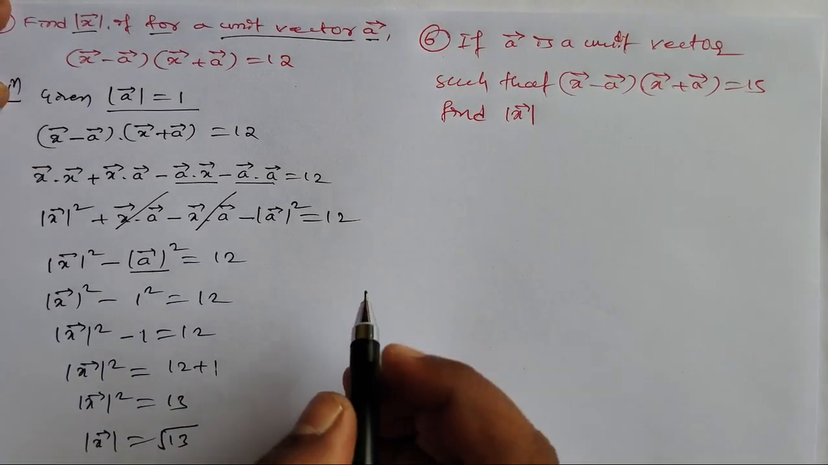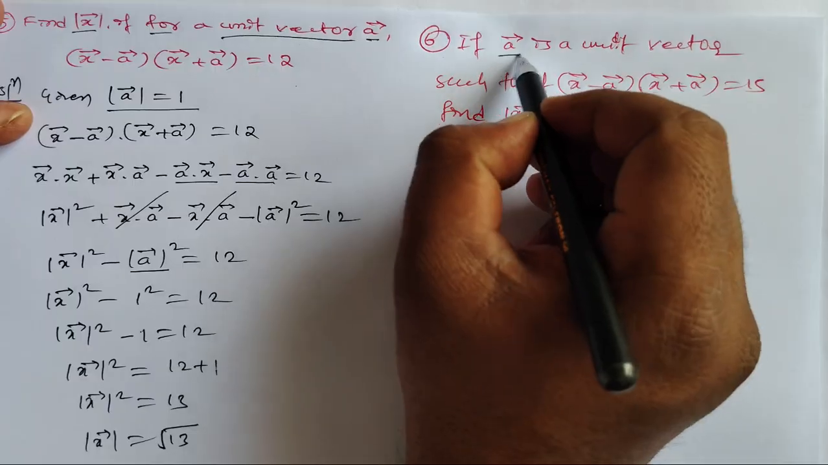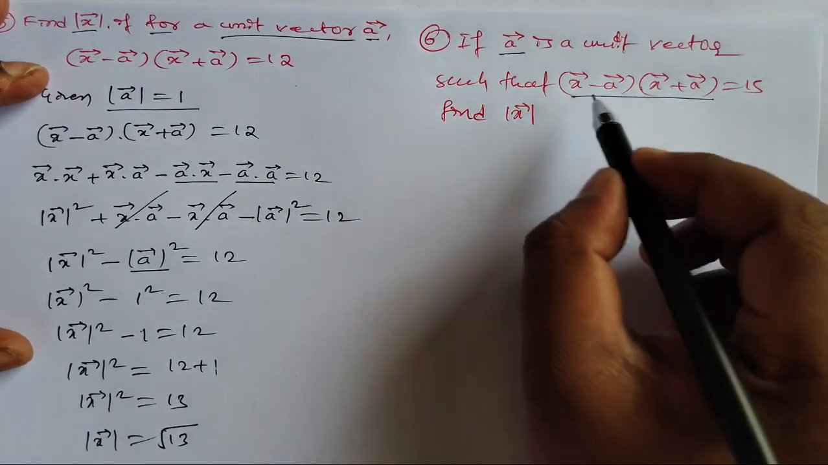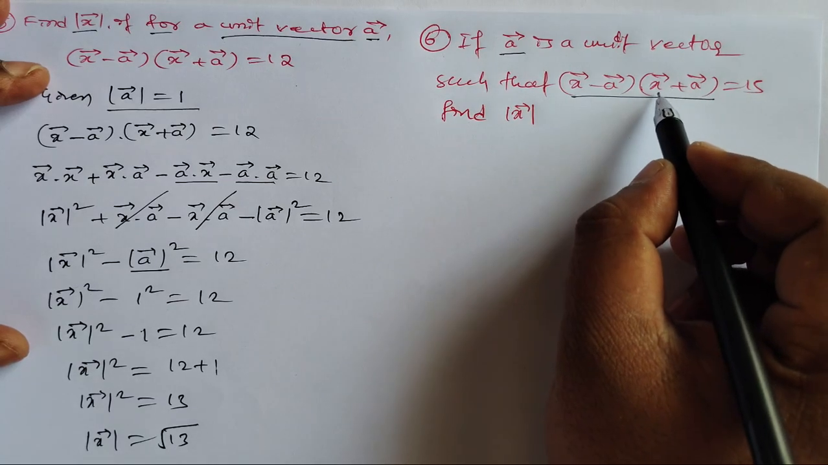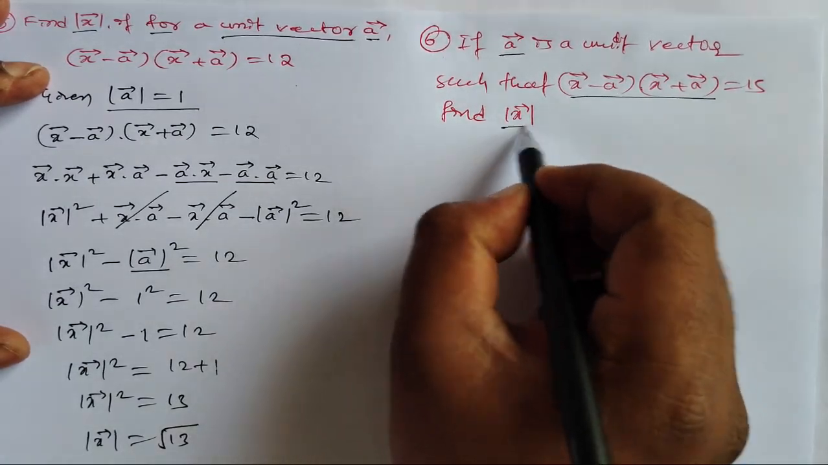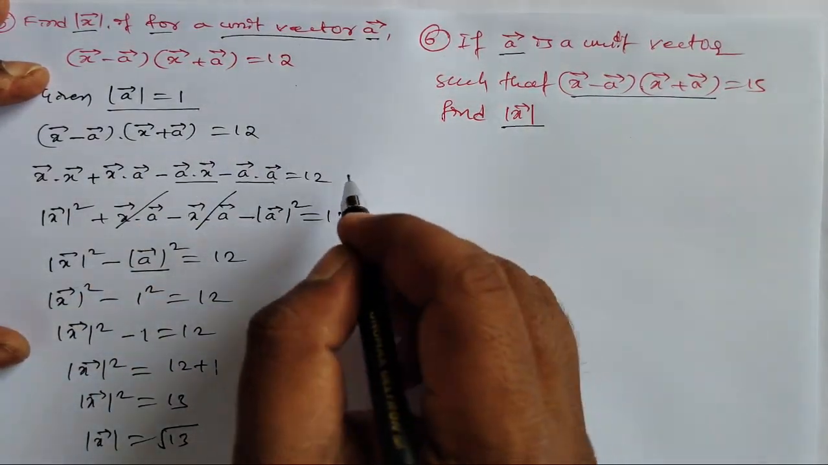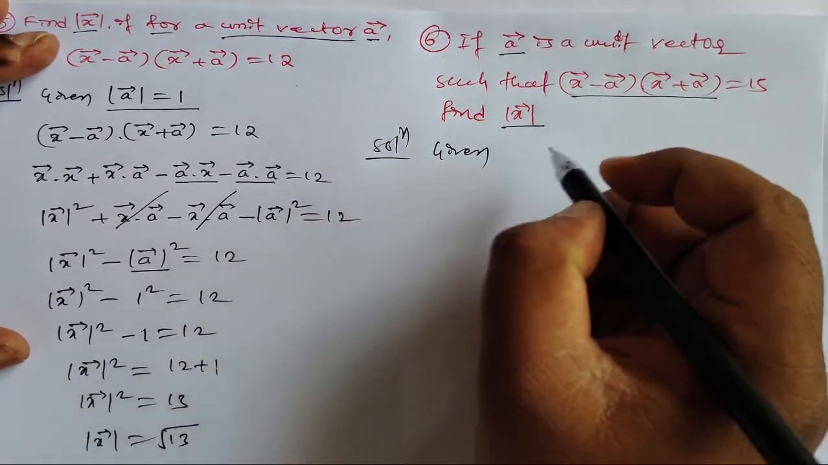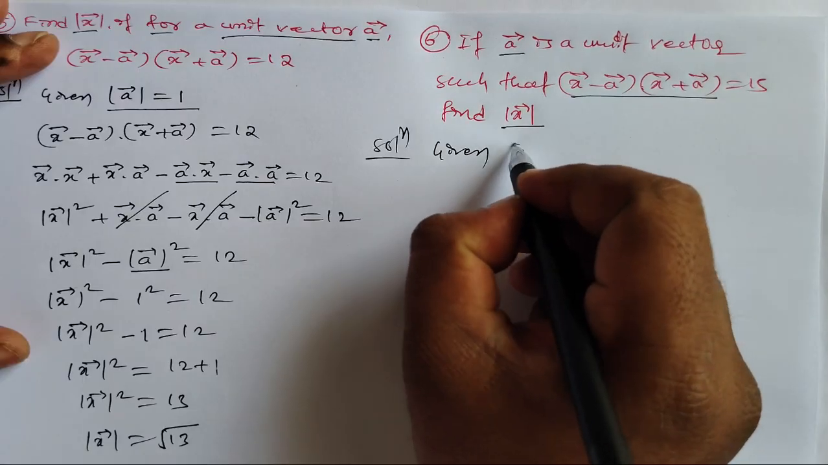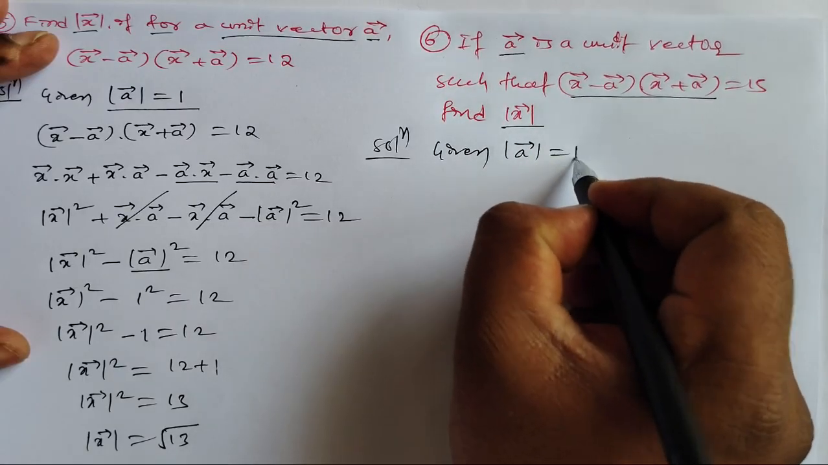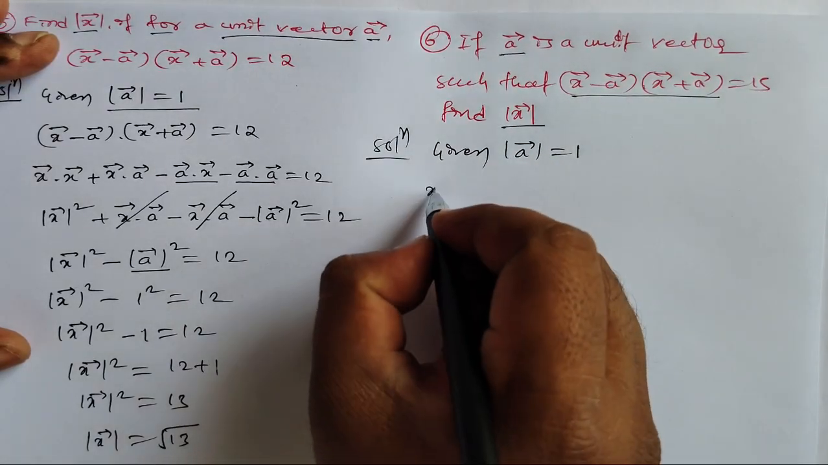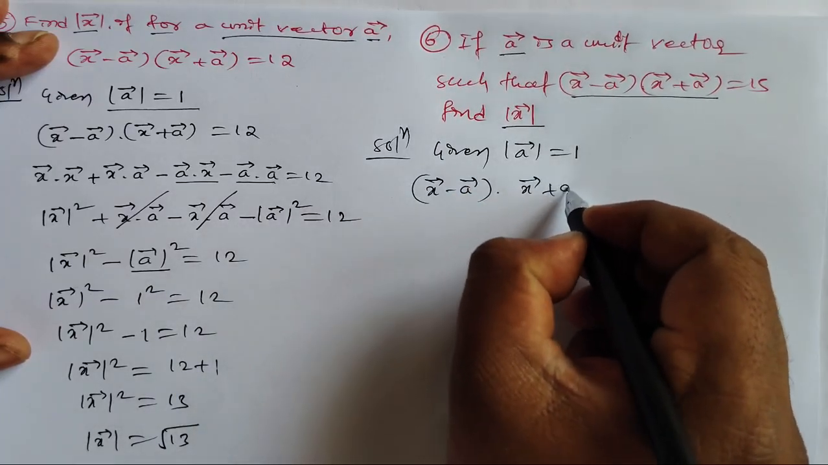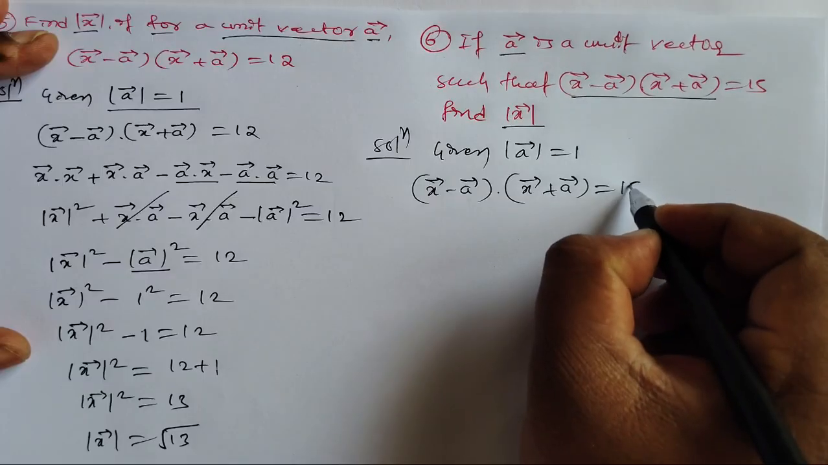Okay, next question, a similar question: if vector a is a unit vector such that (x vector minus a vector) dot (x vector plus a vector) is equal to 15, find the magnitude of x. This is the same as the last question we solved. Solution: first, the given a vector is a unit vector, which means its magnitude is 1, right? Next, (x vector minus a vector) dot (x vector plus a vector) equal to 15, right?